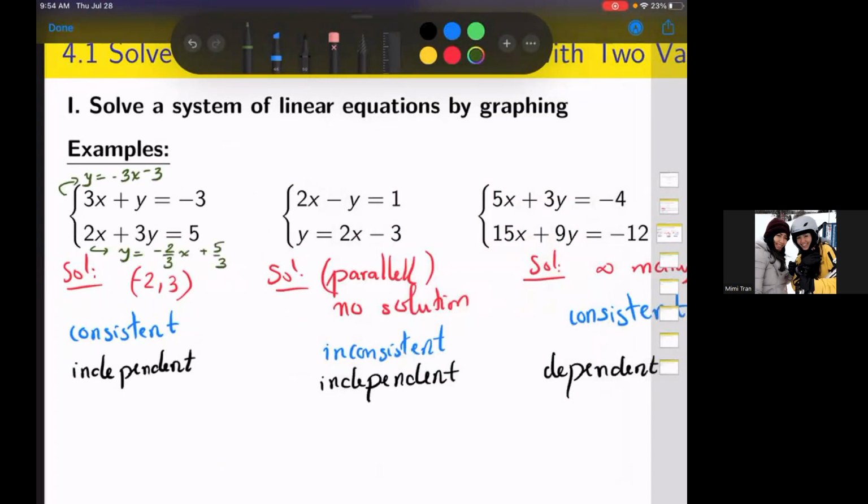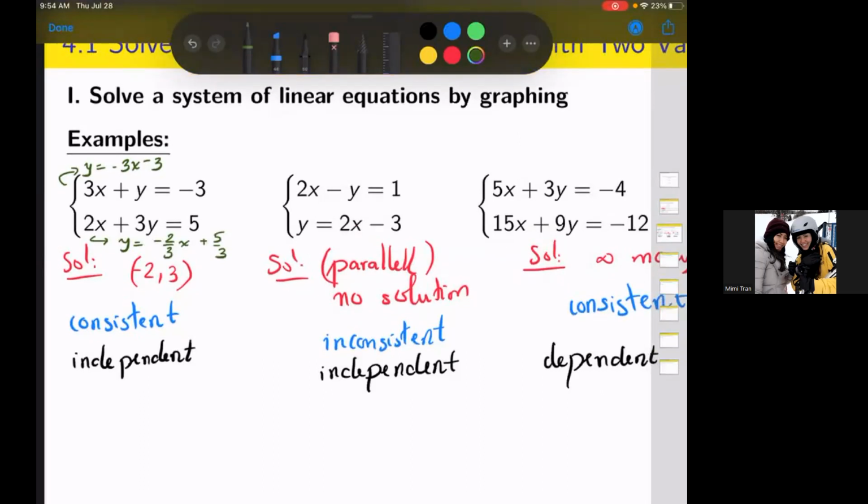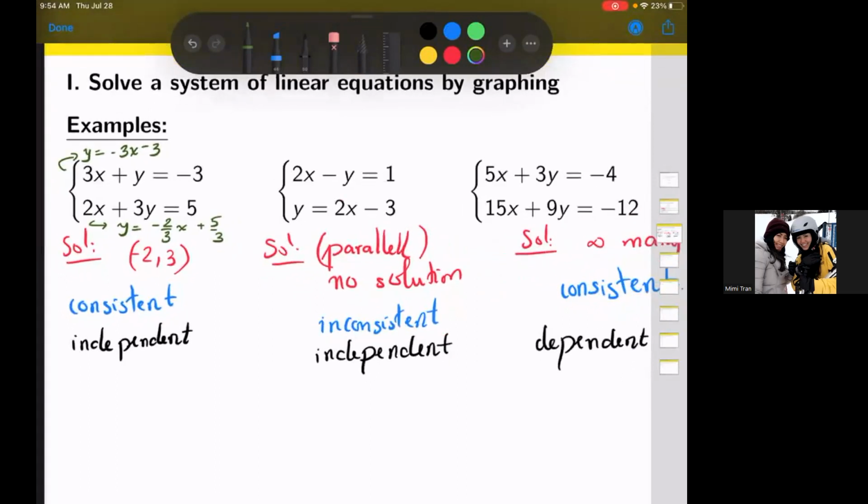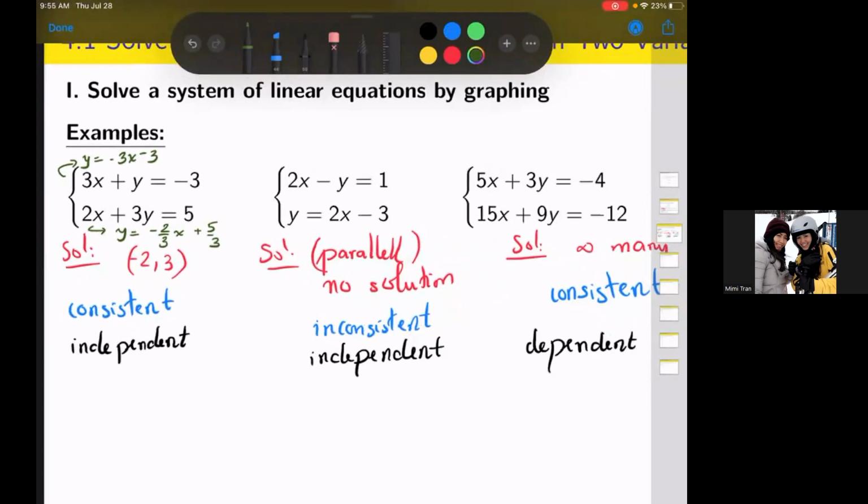You don't have to know how to say it. If you look at the slopes, are they the same? Different, right? One is negative 3, the other is negative 2/3. So the slopes are different. What about the y-intercept, b, in y equals mx plus b? Also different, right? So if you have a different slope and a different y-intercept, then you're pretty sure you have one solution.